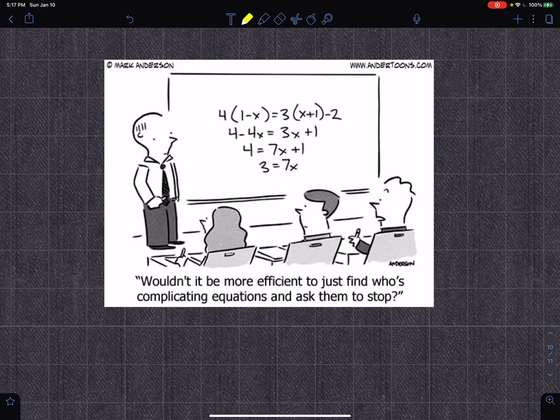And, you know, a lot of times you're going to get really complicated equations that look like that, and you're going to have to simplify it. So here's a kid right here asking, wouldn't it be more efficient to just find out who's complicating equations and ask them to stop? Yeah, maybe that would be easier, but it's not funner because it's fun to do these math problems. It's like solving a little mystery.